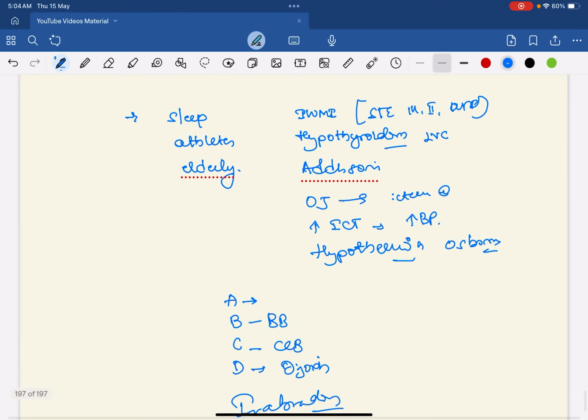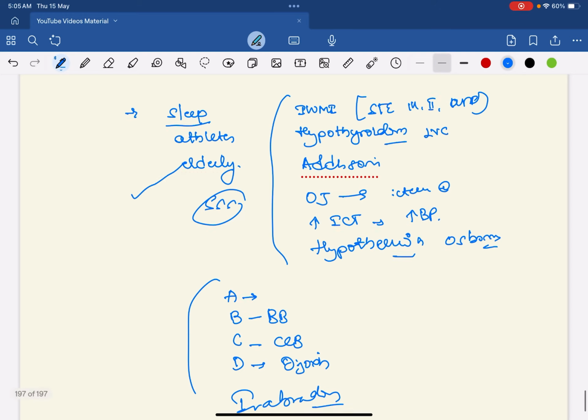So in this question, they have not given a history of medications, chest pain, icterus, or endocrine diseases. So these are unlikely. And here, the patient is not an athlete and he is not sleeping. So maybe because he is elderly, he may be having bradycardia. In the elderly, it's mainly because of degeneration of the SA node. So SA node dysfunction or sick sinus syndrome can cause bradycardia.